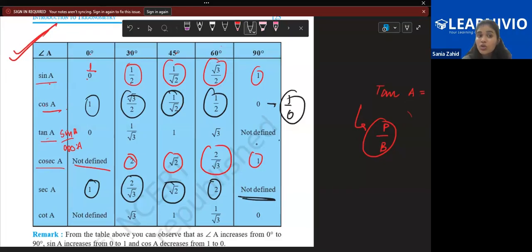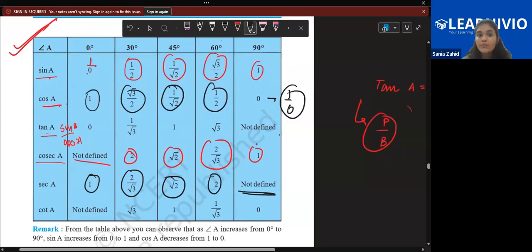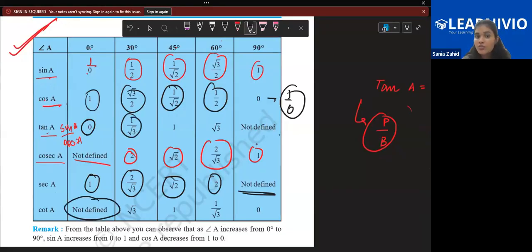Now, what is cot A? Cot A is inverse of tan A. Now, what is this tan A over here? 0. So, what is the reciprocal of 0? 1 by 0. Non-defined. Again, you get non-defined. Inverse of 1 by root 3 is root 3. Inverse of 1 is 1. Inverse of root 3 is 1 by root 3. Now, inverse of non-defined is 0. Actually, what is the non-defined value here? Non-defined value means 1 by 0. So, reciprocal of 1 by 0 is 0 by 1. So that is why you get a 0 over here.